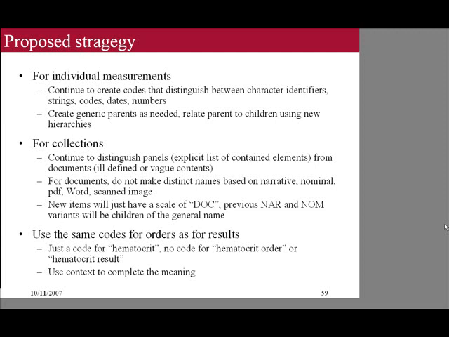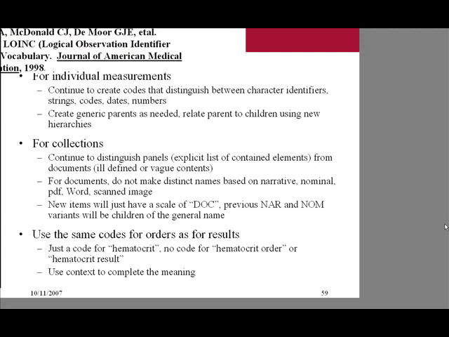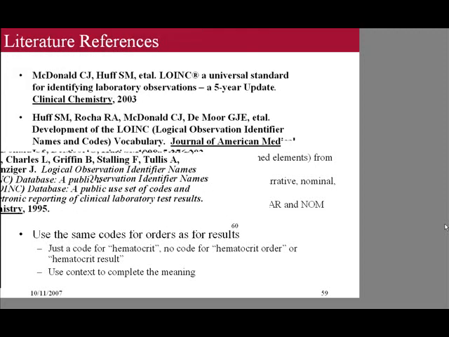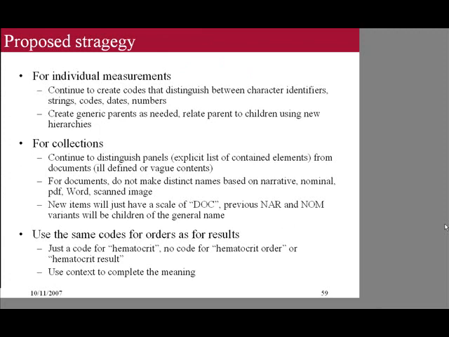And then the final thing is just that we, again, use the same codes for results as we do for orders. So you can use panels in orders, you can use panels in results as the OBR, and you can use individual codes. You would use the same code to order a hematocrit as you use to represent that an OBX contains the actual measurement of the hematocrit. So other than a literature reference, that's my last slide. So I'm over time.